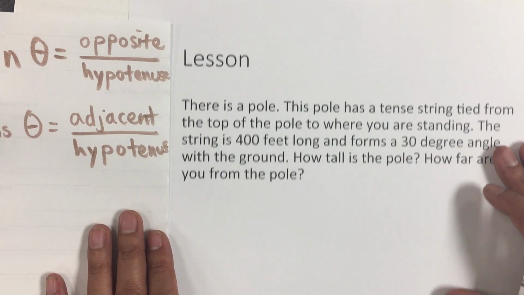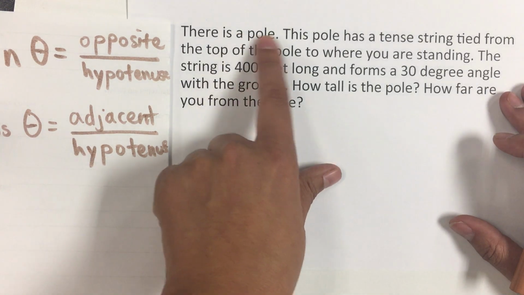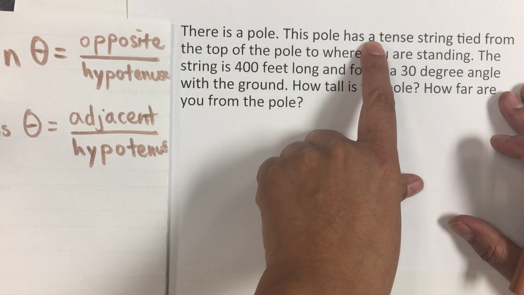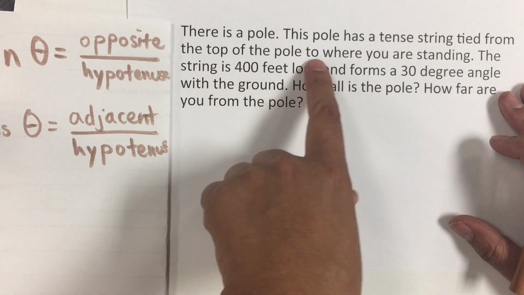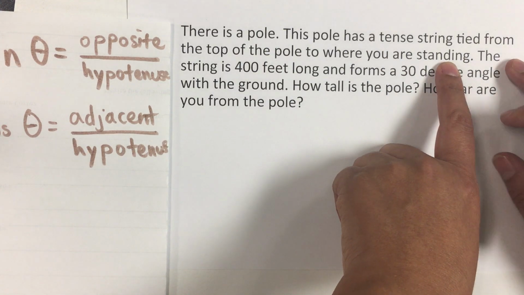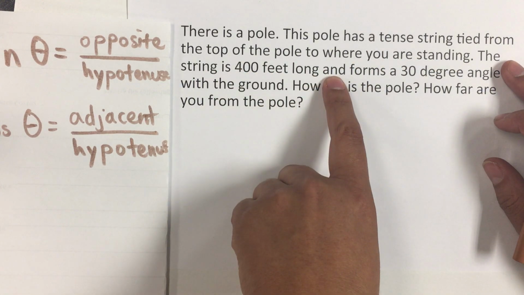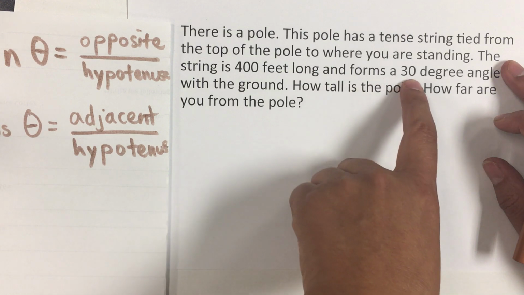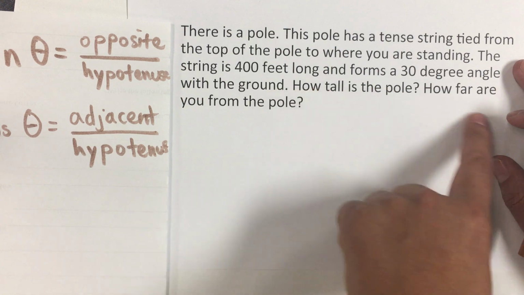Okay, and so in here we have a problem. It says there is a pole. This pole has a tense string tied from the top of the pole to where you're standing. So try to picture that. The string is 400 feet long and forms a 30-degree angle with the ground. And then you have questions.